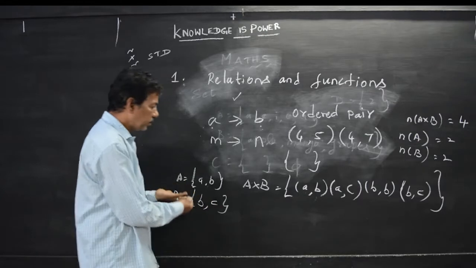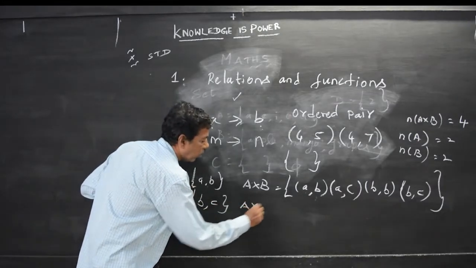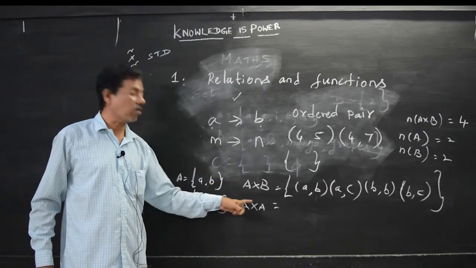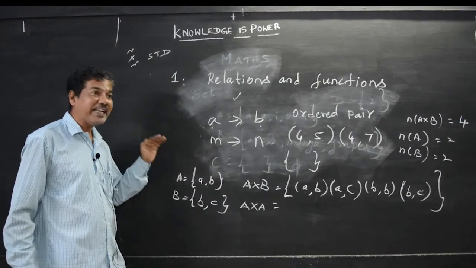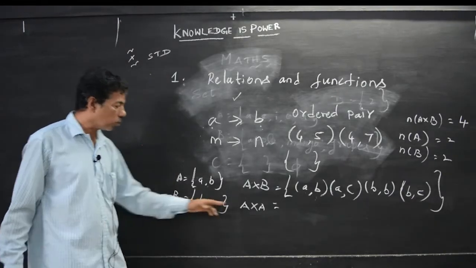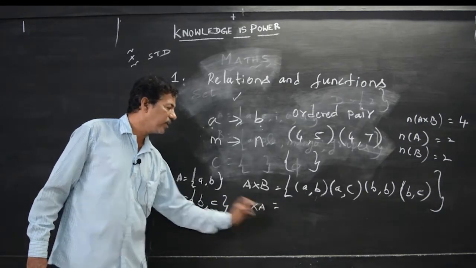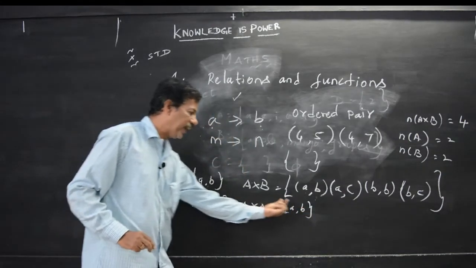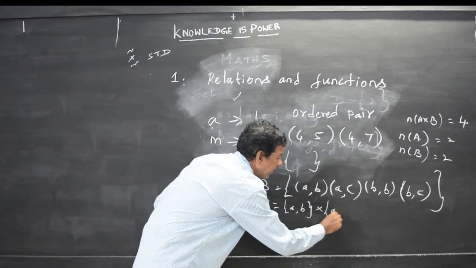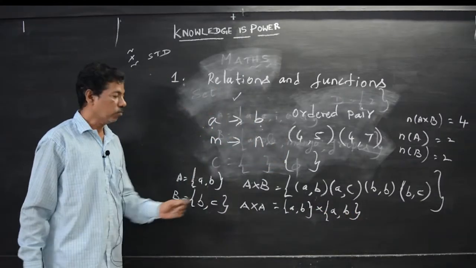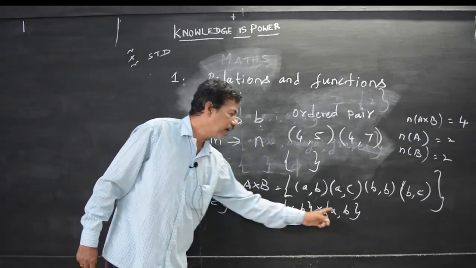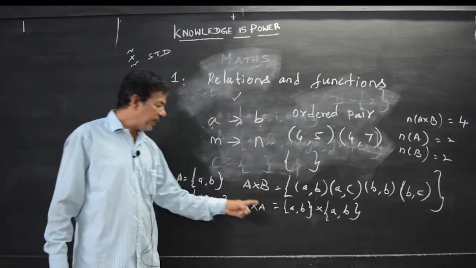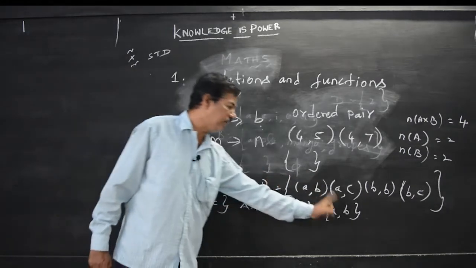Suppose with the same data, the question is asked as A cross A instead of A cross B. You should take only A. You should not take B, because the question asks for the Cartesian product of A with A. So how can we write that? Instead of A, again you write one more time the same thing: A comma B, because this is A, and A comma B, because that is also A. Only if B is asked do you write the B set.